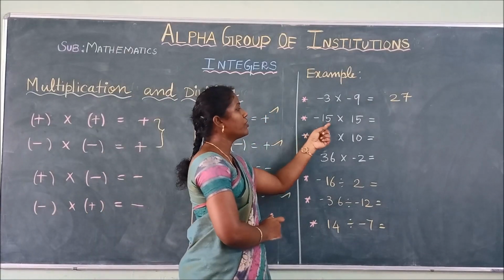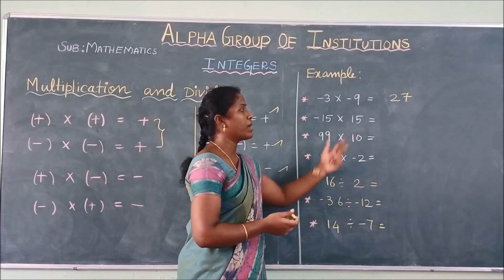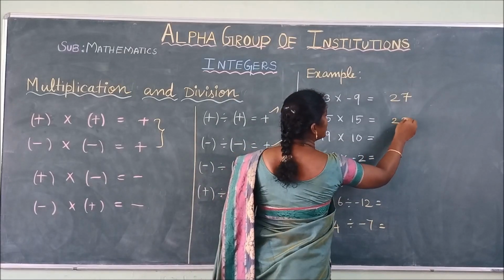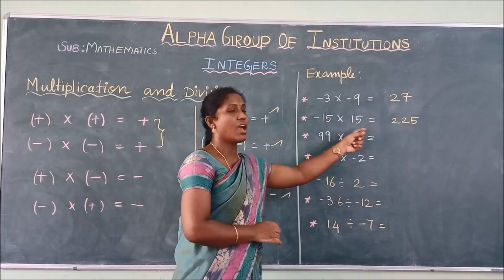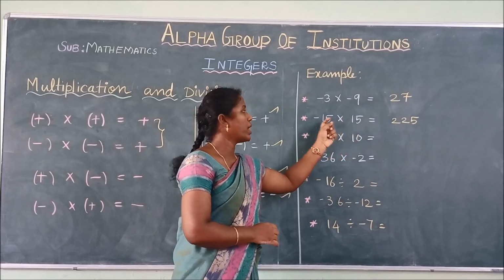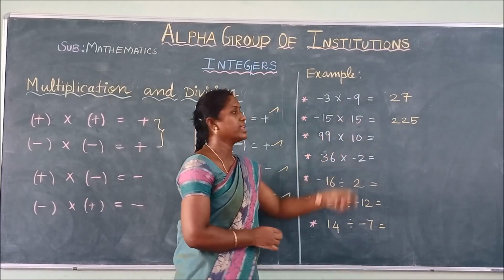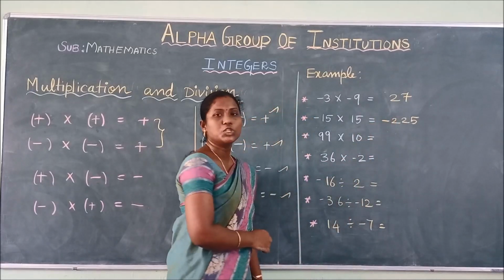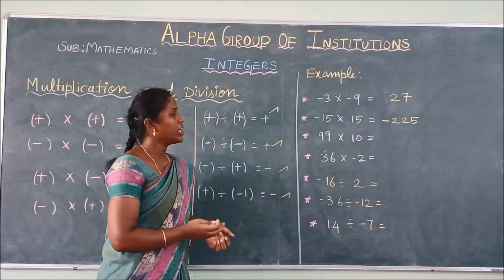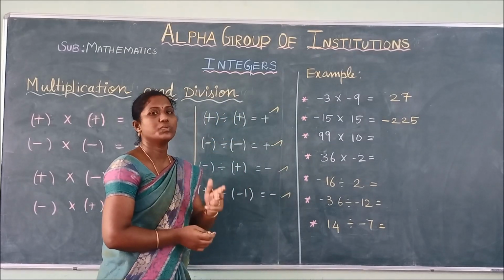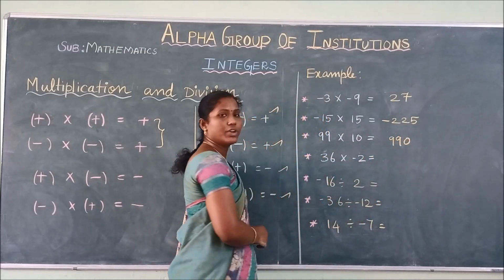Now the second example, minus 15 into plus 15. While multiplying, first we multiply 15 into 15, which is 225. But what is the sign for the answer? Here we have different signs, one is plus and the other is minus. We are multiplying a positive number and a negative number, so the answer is always negative. Plus into minus is minus. Now the third example, 99 into 10. Both numbers are positive, so you multiply and put the positive sign, using the first row.